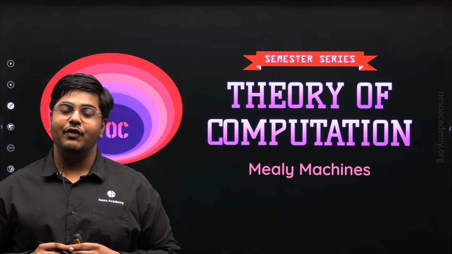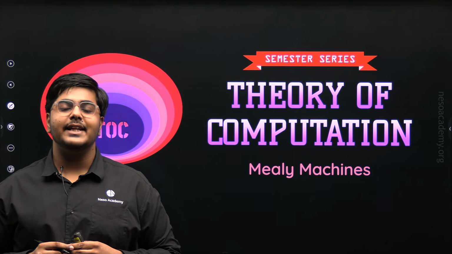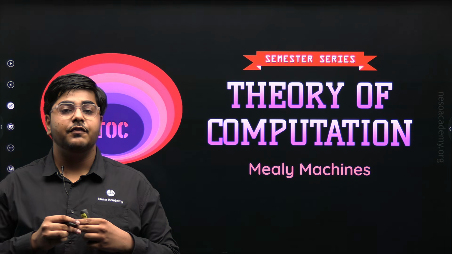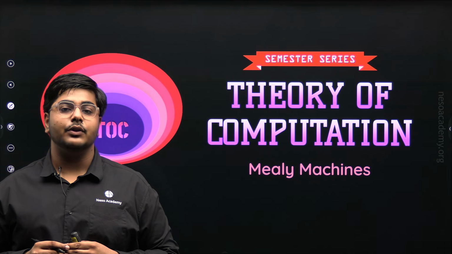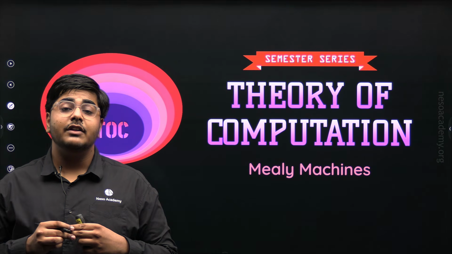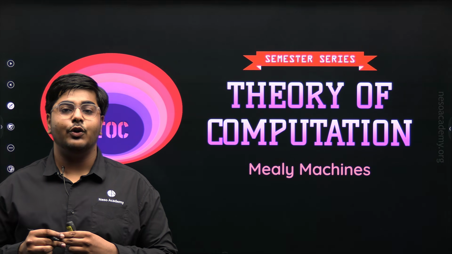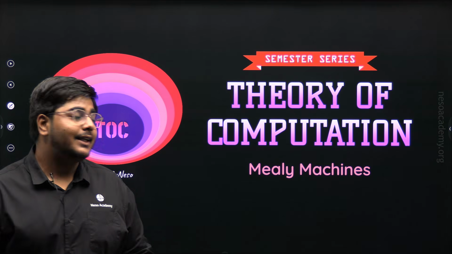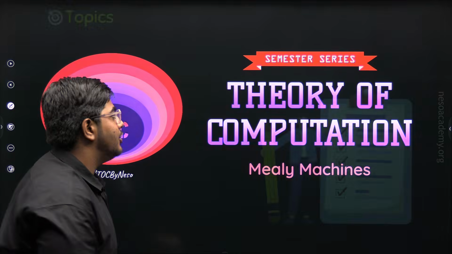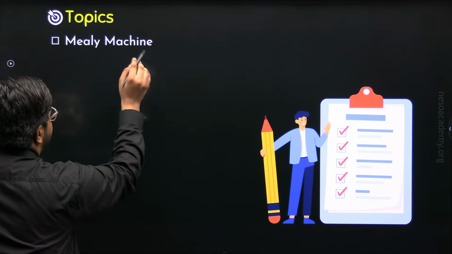We are learning theory of computation, and in the previous lecture, we have understood a basic introduction of finite automata with output. And today in this lecture, we are going to start with the very first type of finite automata with output, that is Mealy Machines. So the topic for this lecture is Mealy Machine.